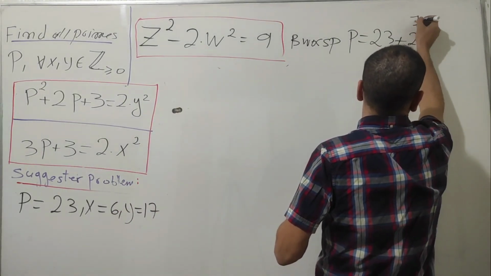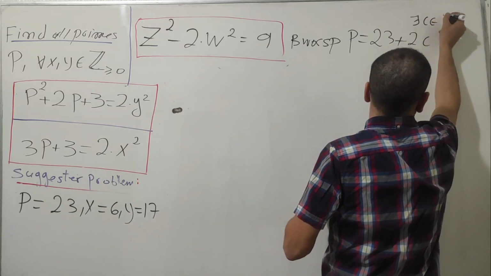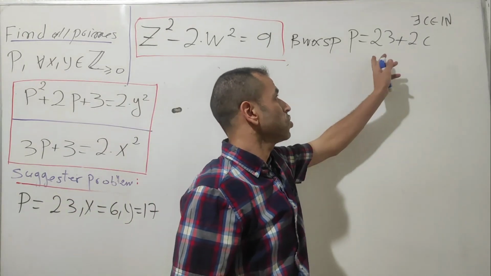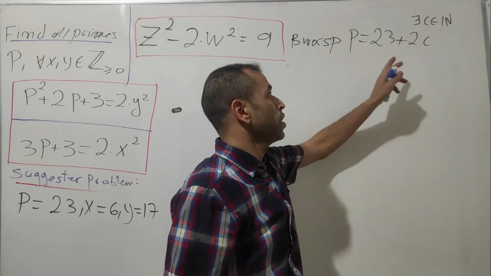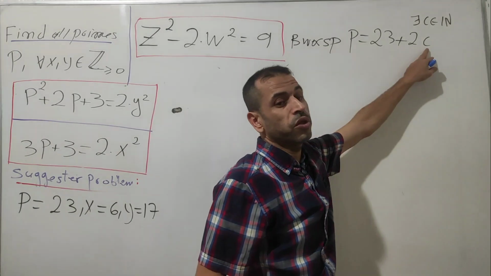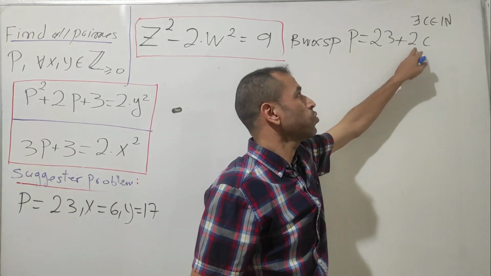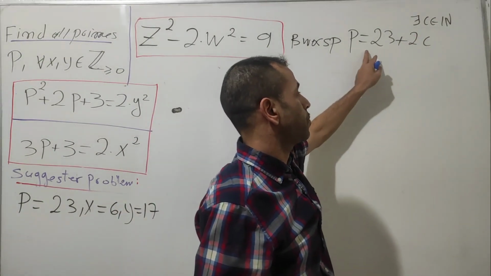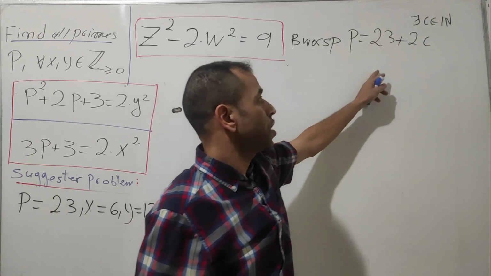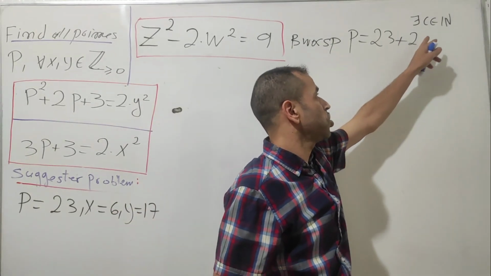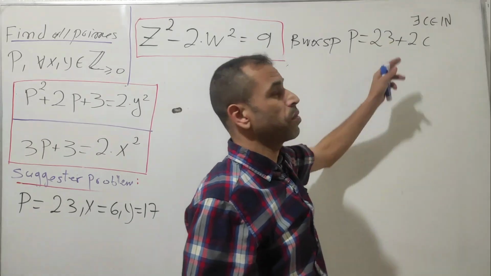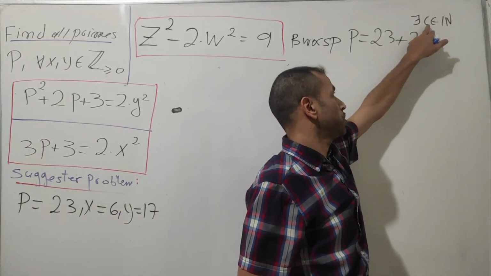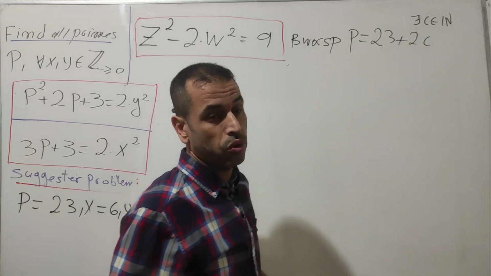But be careful here. There exists c as a natural number satisfying this assumption, because we have a specific value for c that is going to satisfy this as a prime. It's not going to be valid for all values of c. If you take c equals 1, it's not going to give us a prime. But if you take c equals 4, it's going to give us 29, which is a prime. So as we have built these assumptions, there is a specific value for c which can give us a prime, in particular which is going to give us a solution.